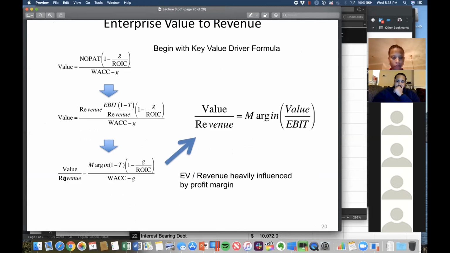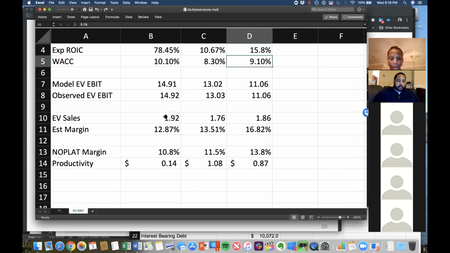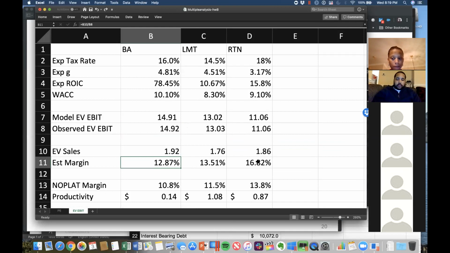And by the way, this enterprise value to sales is margin times all of this, and all of this is enterprise value to EBIT. Therefore, operating margin is enterprise value to sales divided by enterprise value to EBIT. So that's what you basically did here. If you knew the enterprise value to sales and you knew the enterprise value to EBIT, this is the EBIT or operating margin of the firm into perpetuity. It's just math. So basically what we can also see is Raytheon is expected to have the highest profitability of the three companies long term, 16.8% versus 13.5% at Lockheed and 13% at Boeing.